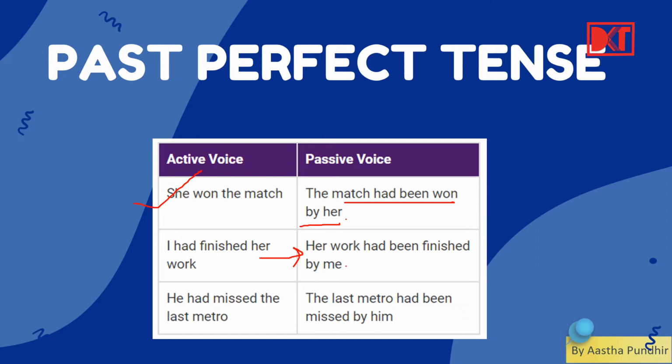You see, I got changed to me. Right? He had missed the last metro. The last metro had been missed by him. Okay? This is past perfect tense. I hope you are relating these with the rules. Subject and object, object and subject, auxiliary verbs, the pronouns.